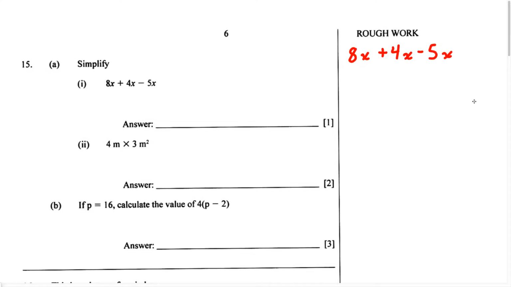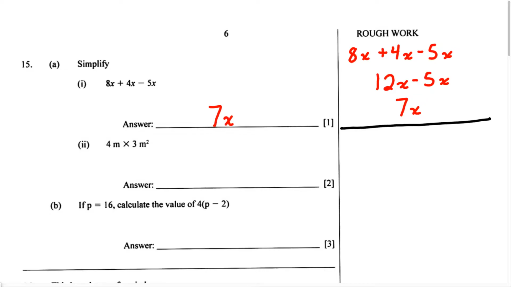Therefore, we have like terms, so we're just going to use the order of operations. Because we have addition first, we're just going to add 8x plus 4x, which is going to give us 12x minus 5x. 12x minus 5x equals 7x. Therefore, our answer is going to be 7x.